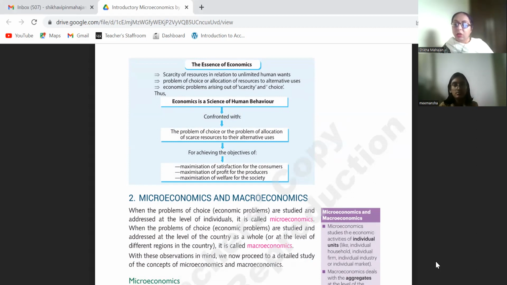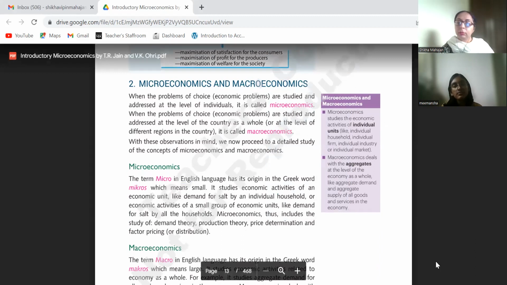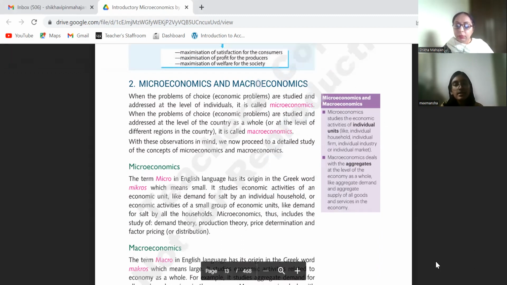Economics is the science of human behavior confronted with the problem of choice or the problem of allocation of scarce resources to their alternative uses, for achieving the objectives of maximization. So this is all we want to achieve: maximization of profit, welfare of society, satisfaction of consumers. Please read micro and macro. When the problem of choice, which is the economic problem, is studied and addressed at the level of individual, it is called microeconomics.